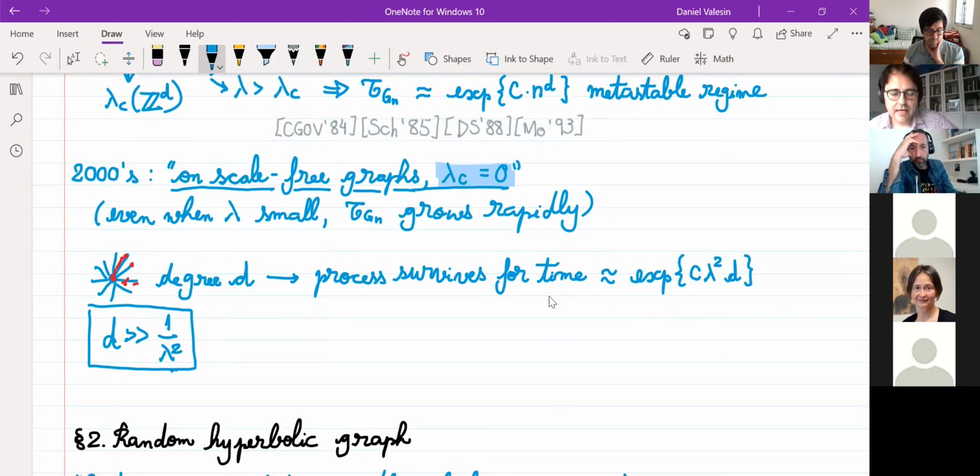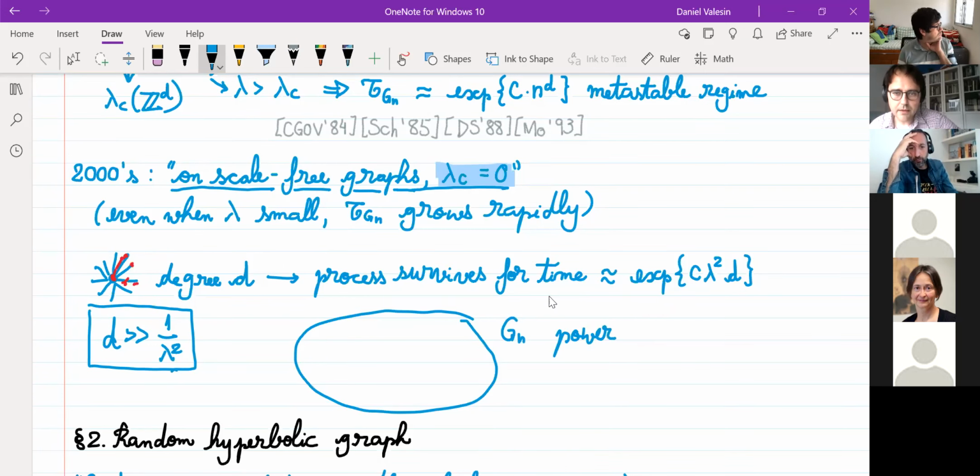And now, if you have a graph Gn, which is a power law random graph, remember, we're fixing lambda and taking n to infinity. So if you take n large enough, eventually you will see some of these stars appear, some of these vertices with degree much larger than 1 over lambda squared. And in fact, you will see order n of them, a constant depending on lambda times n.